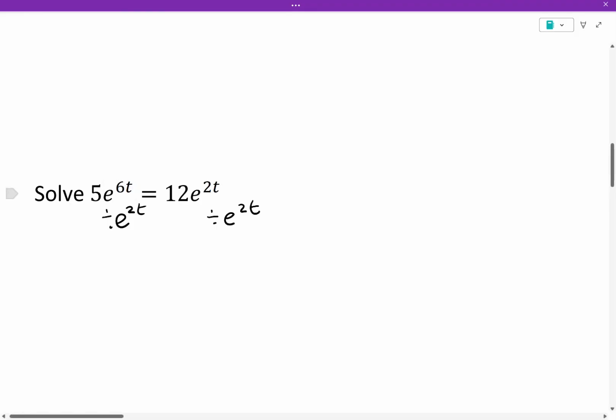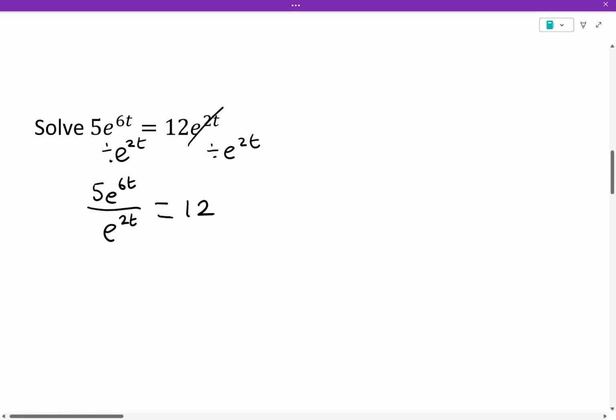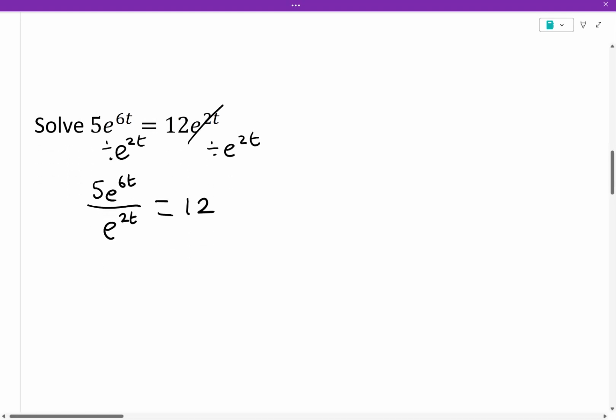So let's try to simplify. On the left-hand side, we would have 5e to the 6t divided by e to the power of 2t. And then on the right-hand side, the e to the power of 2t is cancelled out by the other e to the power of 2t, so we're just left with 12. Now, the left-hand side can be simplified further, which is what you're going to want to do.